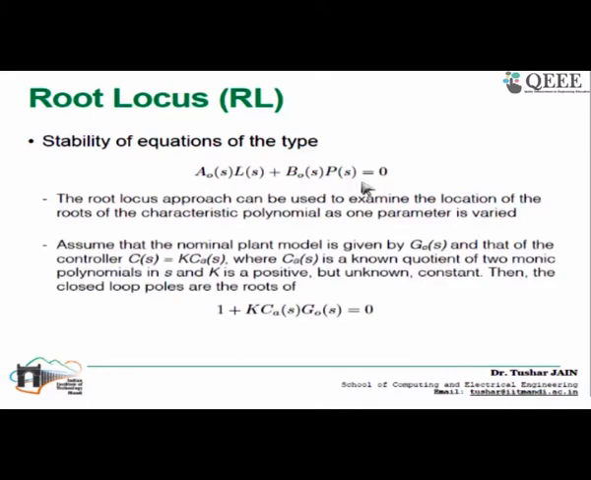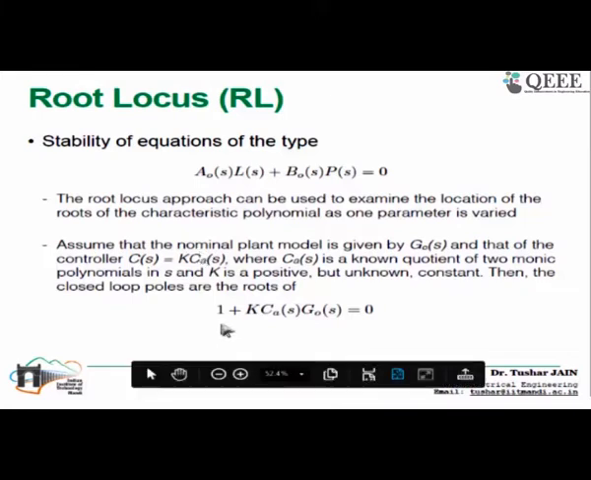So we do the same procedure. Assume that the nominal plant model is given by G0 and that of the controller is this, where K is unknown to me and CA is known to me. Then the closed loop poles are the roots of this equation, right? And this is the denominator of the closed loop transfer function. So whatever roots I am going to get for this would be the closed loop poles.